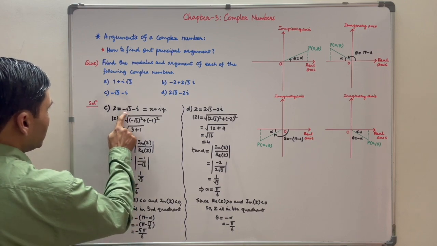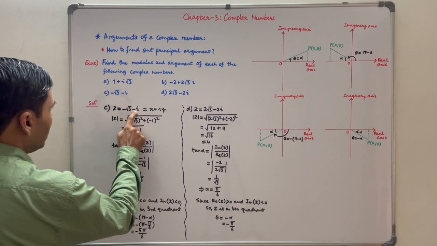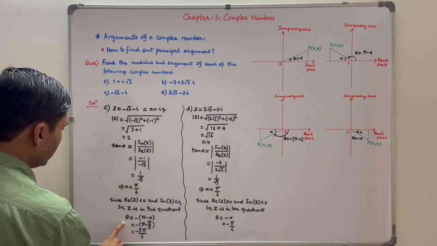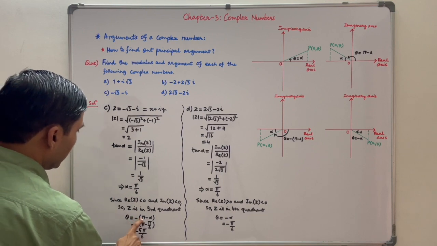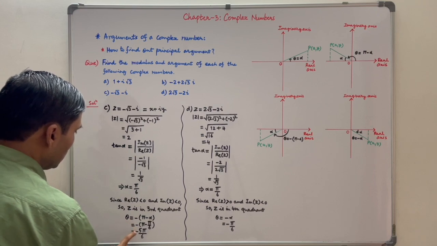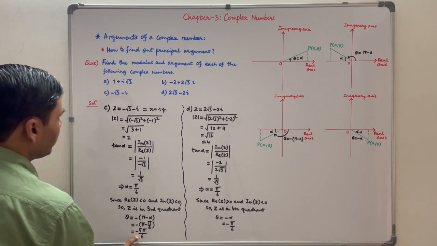Here real part is negative and imaginary part is also negative. So z is in third quadrant. So theta is equal to minus (pi minus alpha). Alpha is pi by 6. So theta is equal to minus 5 pi by 6.